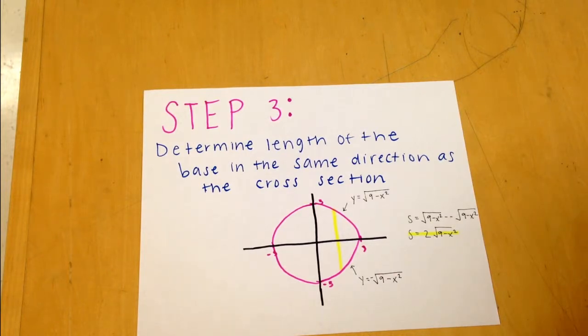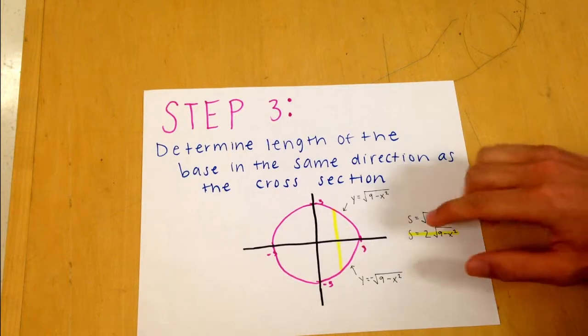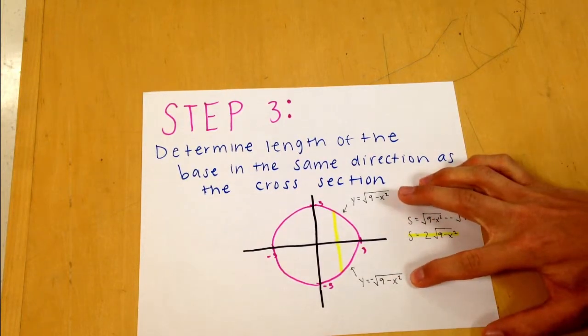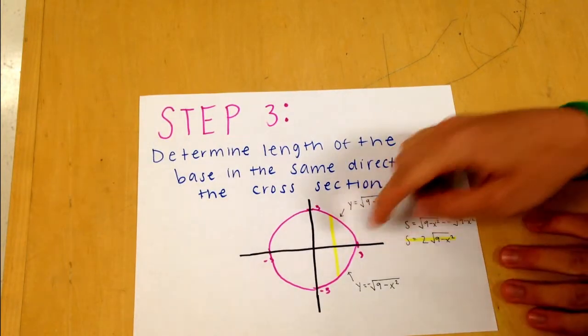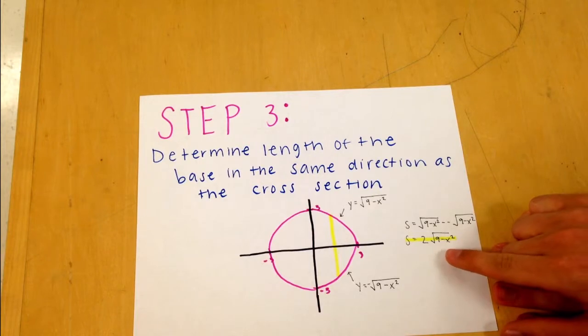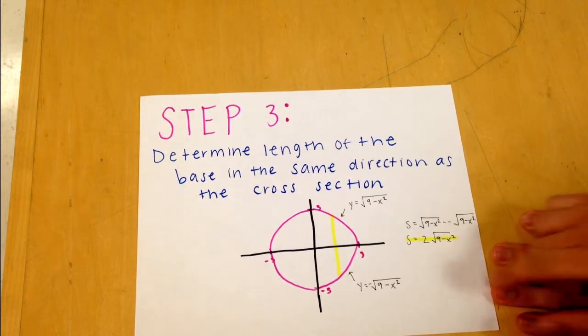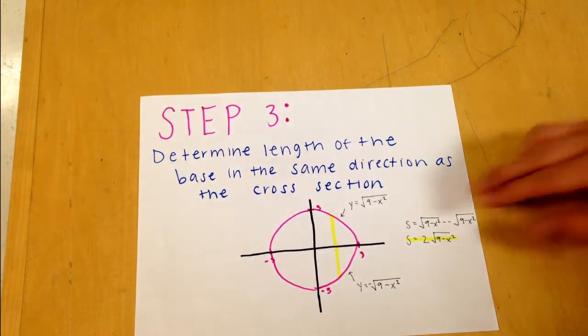So in this case, because this is a circle, we use two equations for a semicircle in the first and second quadrant and the third and fourth quadrant. So this side length will always be 2 times the square root of 9 minus x squared from -3 to 3.